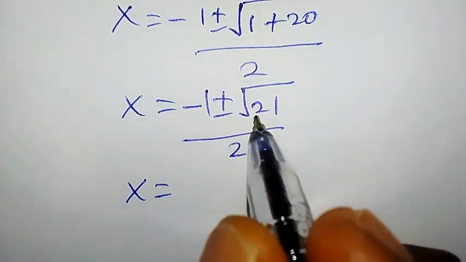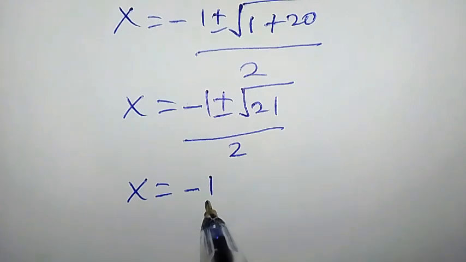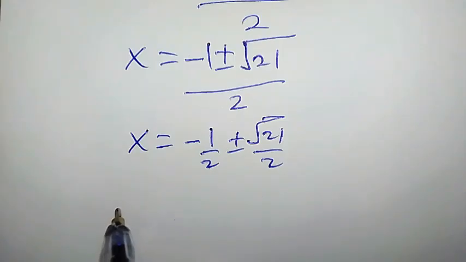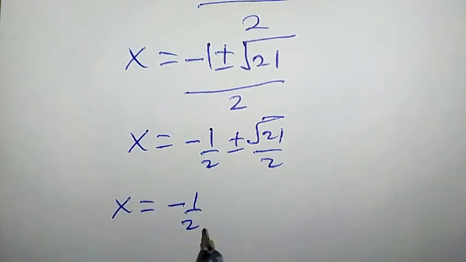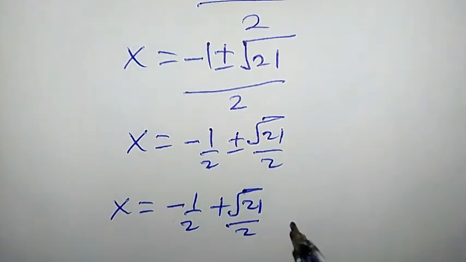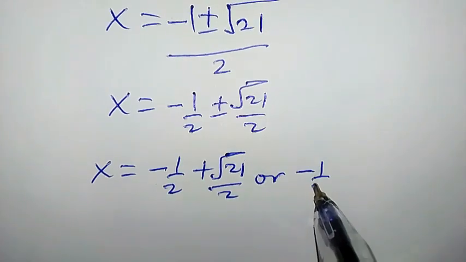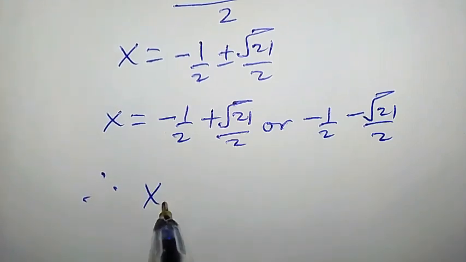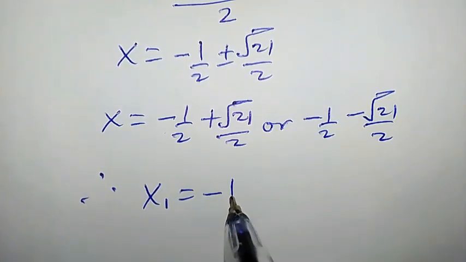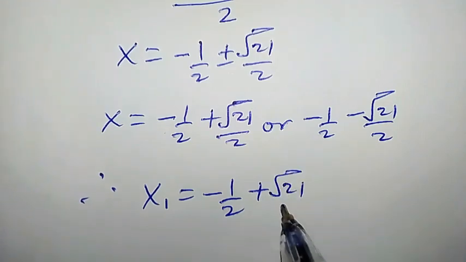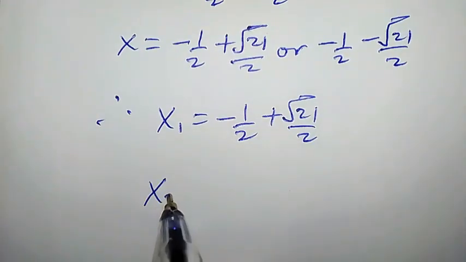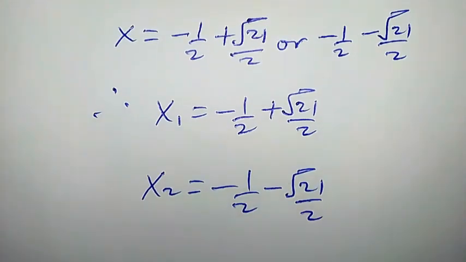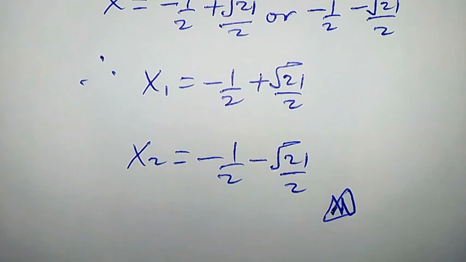X equals to, this whole guy could be written as negative 1 over 2 plus or minus square root of 21 over 2. So, x is equals to minus half plus square root of 21 over 2, or minus half minus square root of 21 over 2. Therefore, x1 is equal to minus half plus root 21 over 2, and x2 is equal to minus half minus root 21 over 2. This is the required value of x for this algebra question.